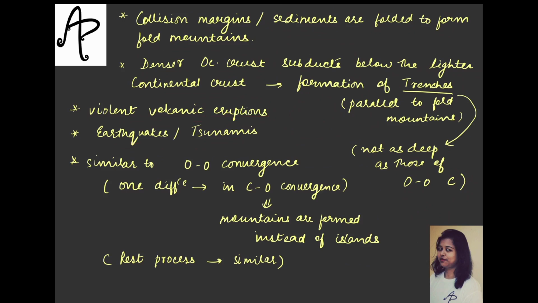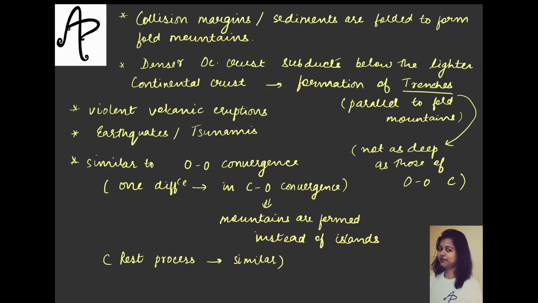Now, as we have told, it is very similar to the oceanic convergence. However, one difference is there, that in the continental-oceanic convergence, mountains are formed instead of islands. We have seen in the oceanic one, islands are formed, but in the continental ones, mountains are formed. But that is the only difference, and slightly the depth differences in the case of trenches, but otherwise the entire process is just similar.